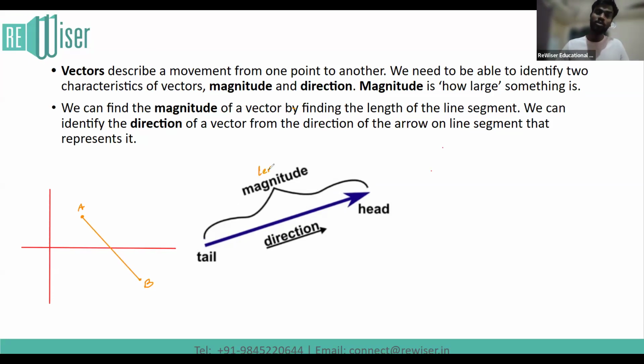But we won't be able to say whether this is moving from A to B or B to A. So the direction doesn't exist. Whenever we are not talking about direction, we call it a scalar. And whenever we have a magnitude with a certain direction, we call that a vector. A vector will have a tail like this, and this is the point of the head.